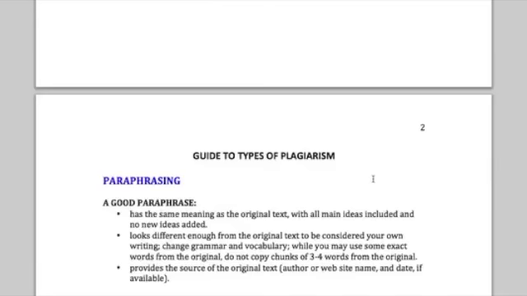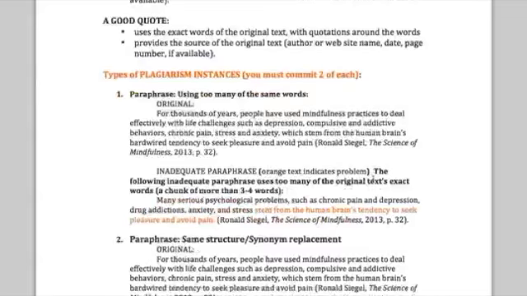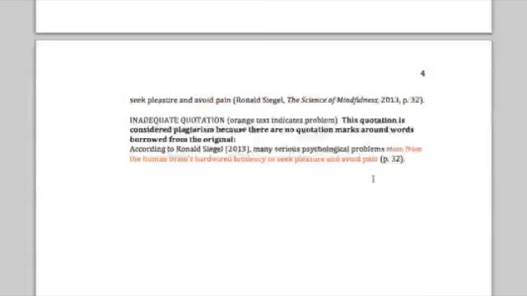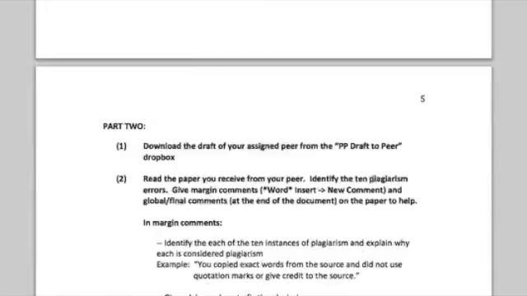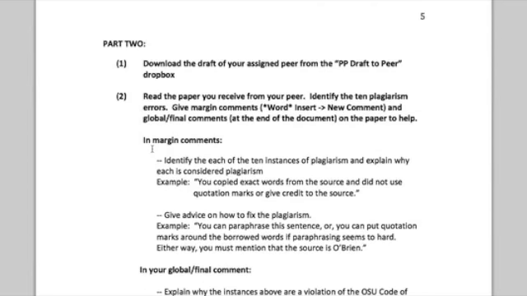Then, if you go down past these guides to plagiarism, you will see this week's Plagiarism Part 2. And here, you download the draft of your peer. I will give you a list of the peers today, okay, of who is doing whose. Then read the paper from your peer, and you should identify the 10 plagiarized errors. Okay, and then use the word insert new comment and put your comments on the side.